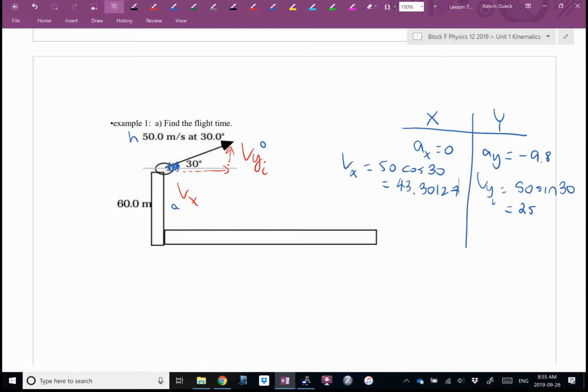Now, the other thing I could have done is instead of giving you the height of the cliff, I could have given you the range. I could have told you how far sideways it went. That makes it way easier. Trust me, you'll do some of those in the homework. But for now, they gave me dy.